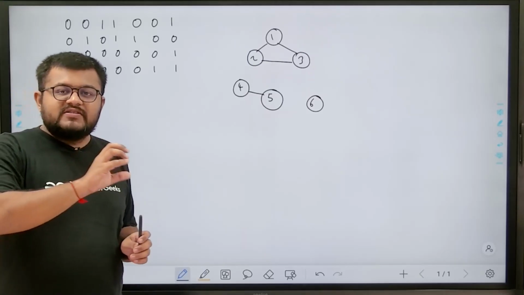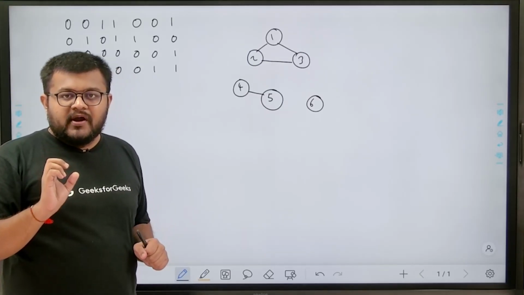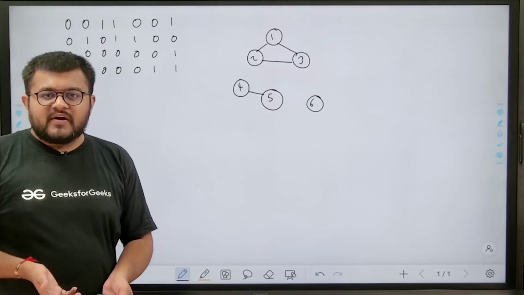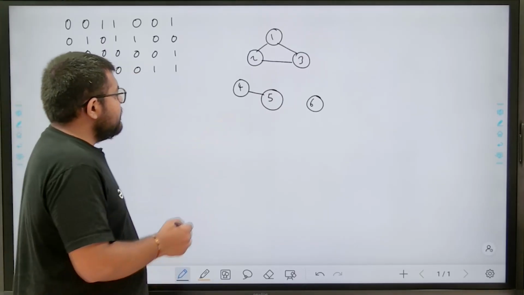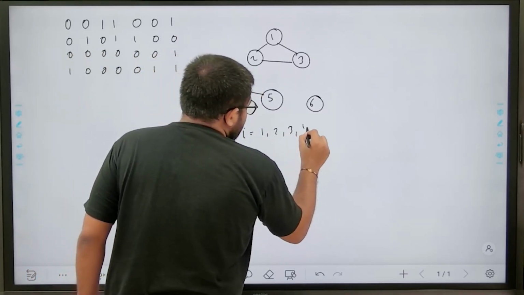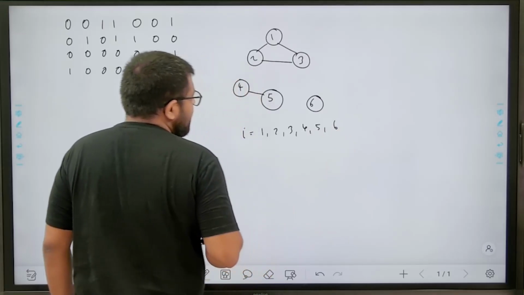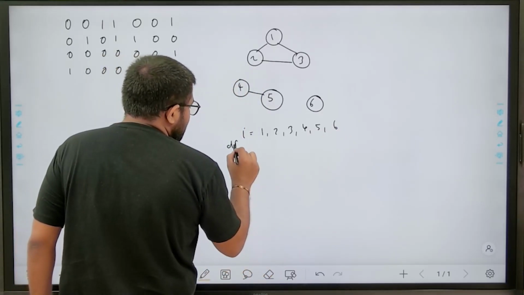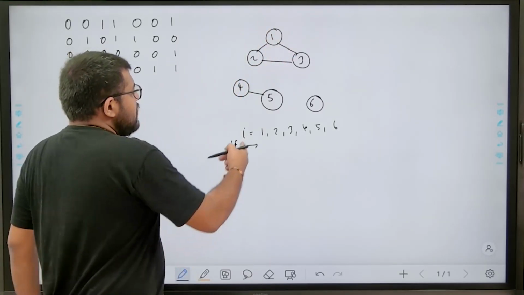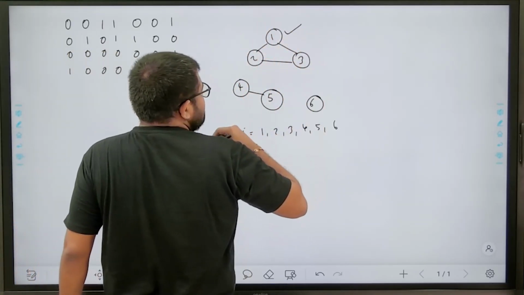Okay, so we will visit all the nodes in that connected component, and the number of such DFS required will be equal to the number of connected components. So for example, here I will loop from 1 to 6, so 1, 2, 3, 4, 5 and 6, right? And if I write down DFS number, is I visited before? No. So I'll call a DFS on it, mark this as visited.